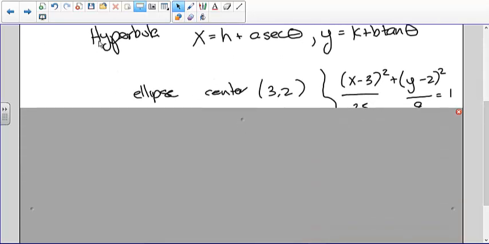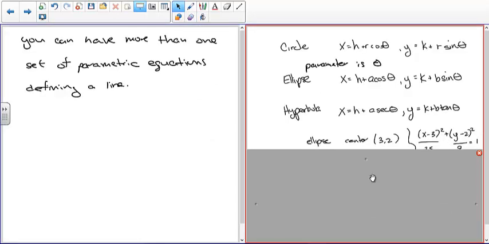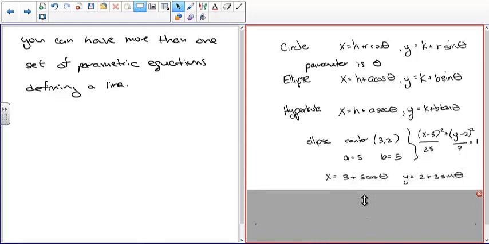And let's just put this on one page. Yeah, so this is just another example. If you have an ellipse with a center at x equals 3, y equals 2, with a equal to 5 and b equal to 3, this would be the rectangular representation of the ellipse, and this would be the parametric representation of the ellipse.